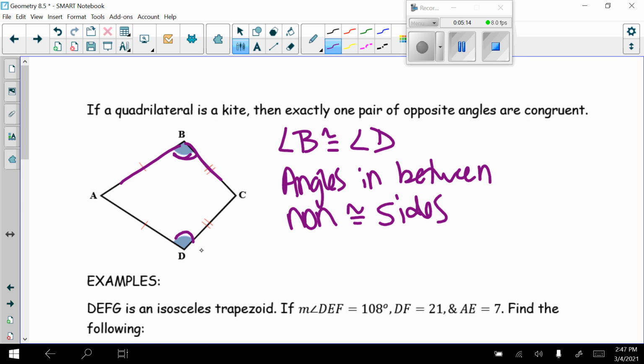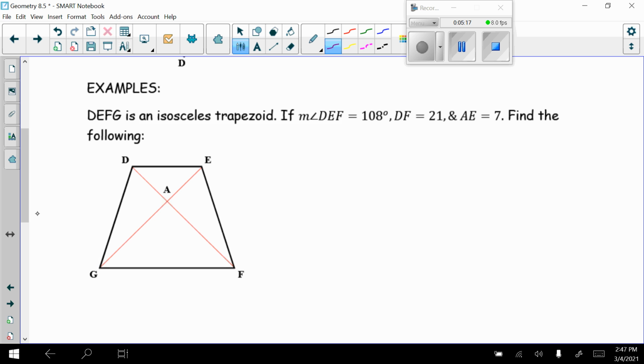Now we're going to look at some examples of kites and trapezoids. Number one, it tells me DEFG is an isosceles trapezoid. The measure of angle DEF, so this entire angle, is 108. D to F, this entire diagonal, is 21. AE, that little part of it up there, is 7. Find the following. Again, we are going to go ahead and label everything that we know.